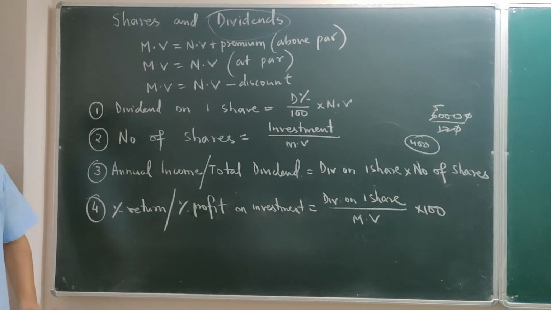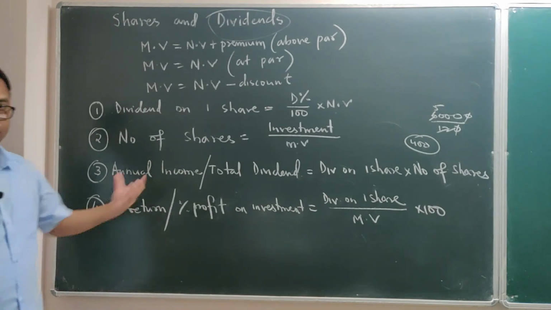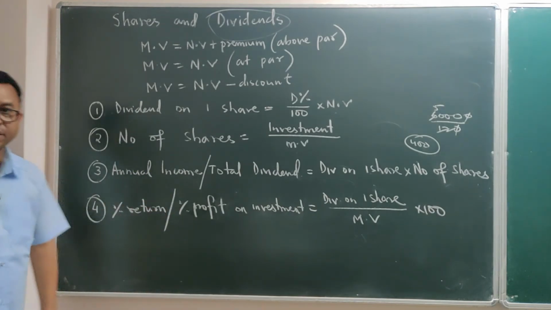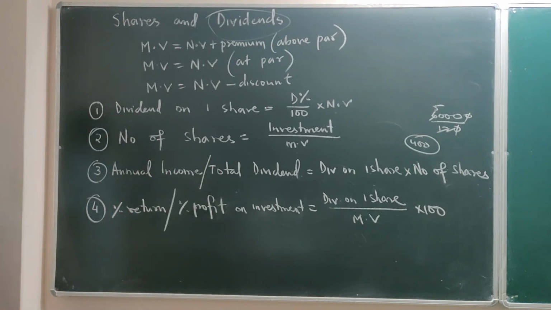I have said 4 formulas, and you can see them on the board, so I am moving aside. You can take a screenshot and save it as the formulas for your shares and dividend. Alright, now these are the formulas.